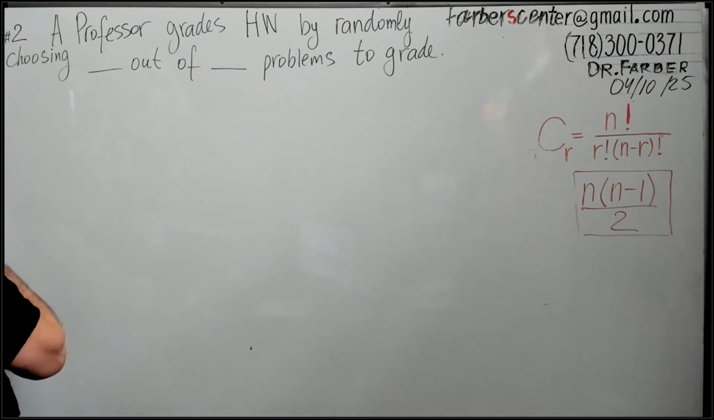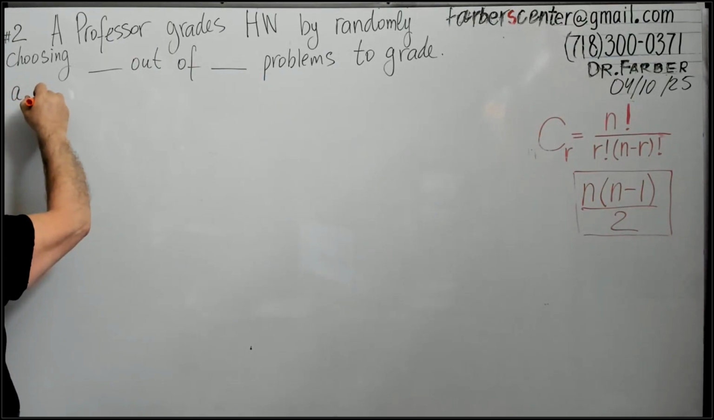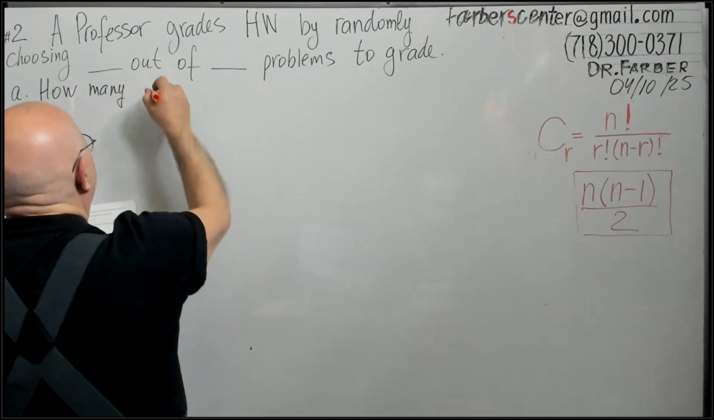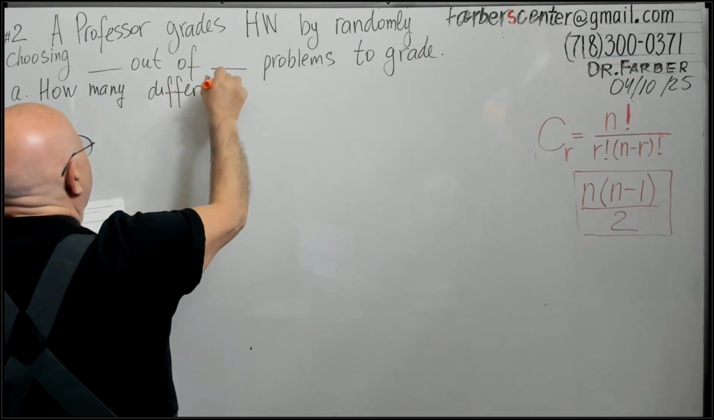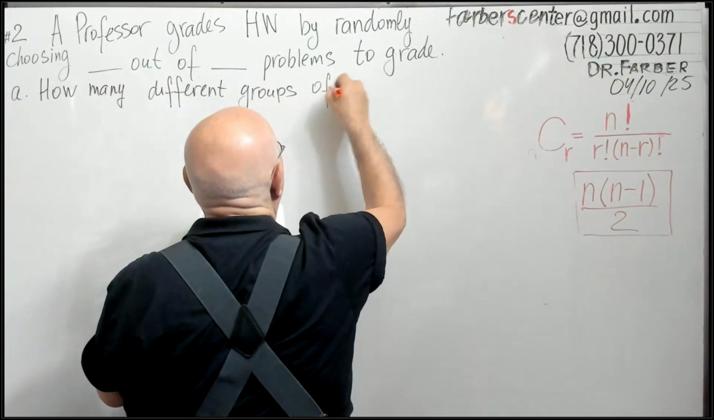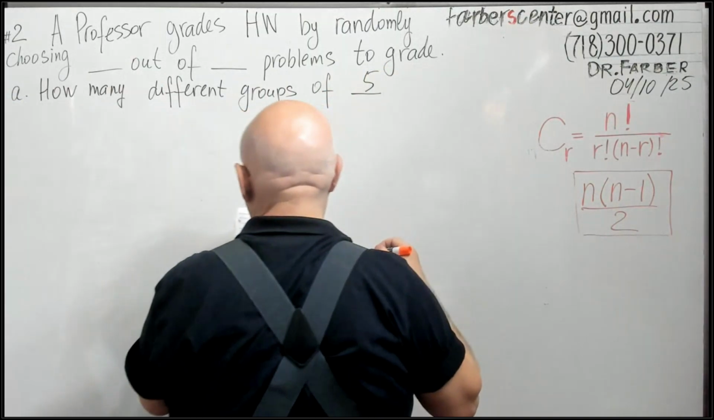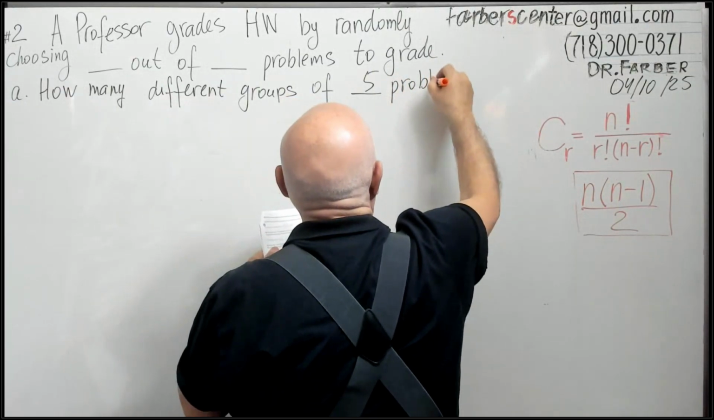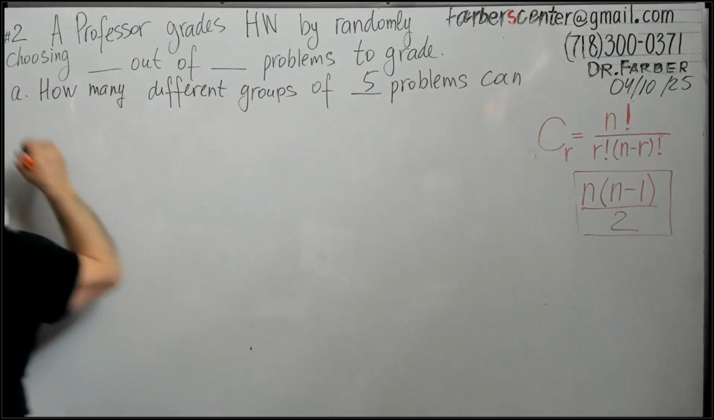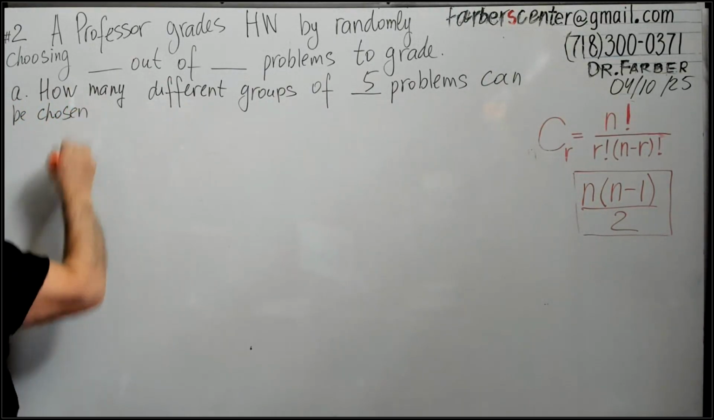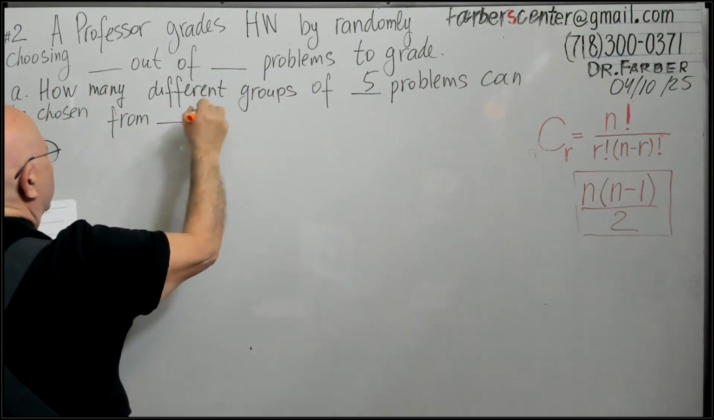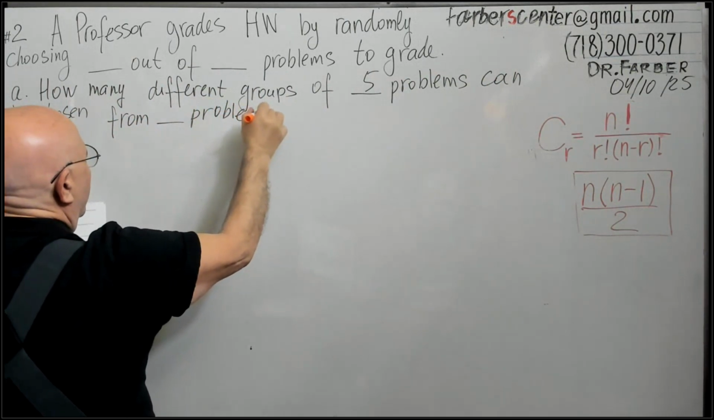Okay. Now, question A. How many different groups of 5, let's say, problems can be chosen from blank problems? This is the question.